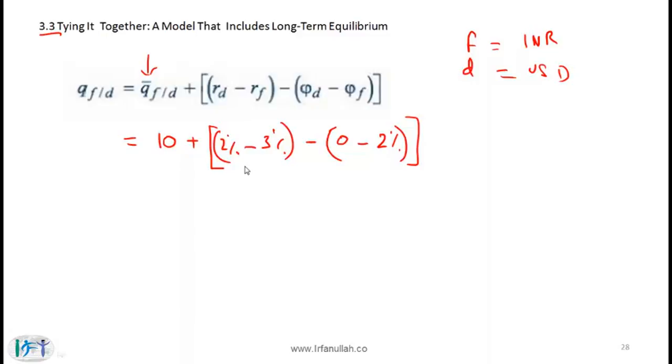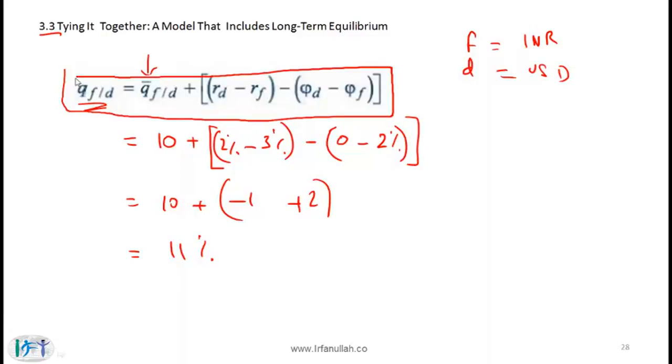So based on this, let's come up with the exchange rate. So it would be 10 plus, this is -1, minus -2, which is +2. So based on this simplistic calculation, the real exchange rate will be 11%. So just memorize this formula because it will come in handy later.